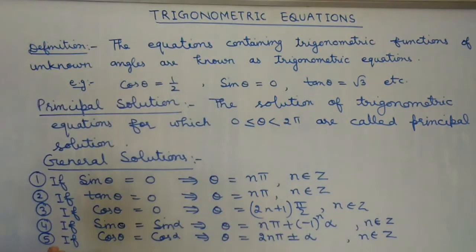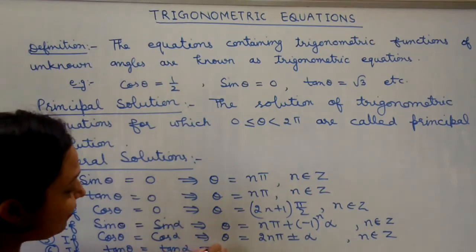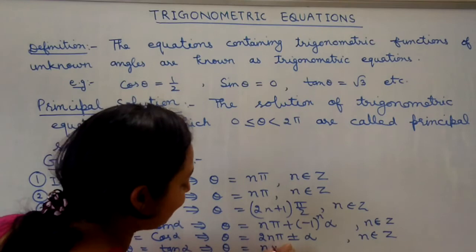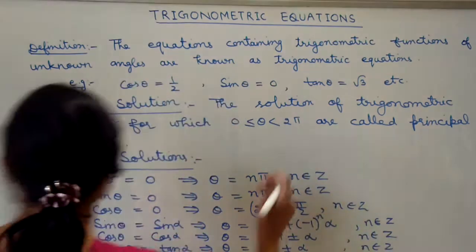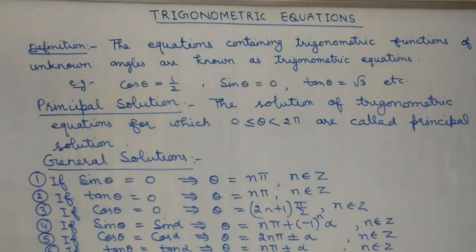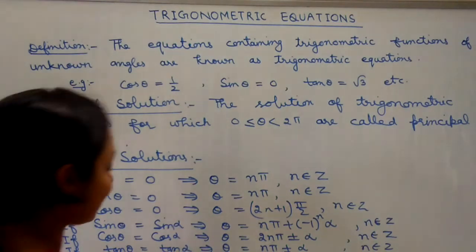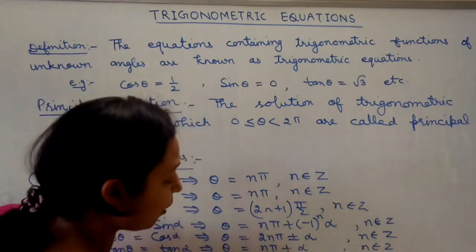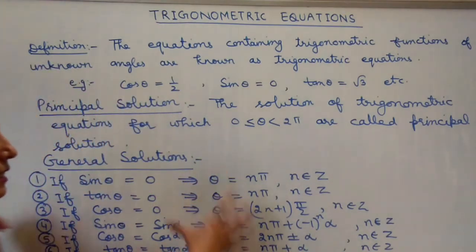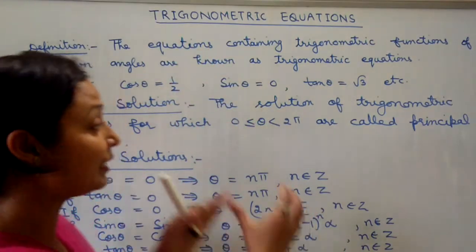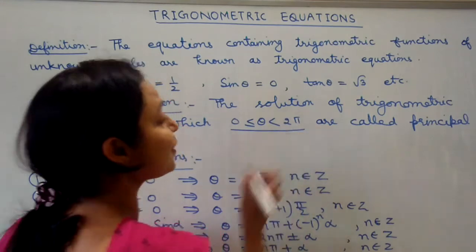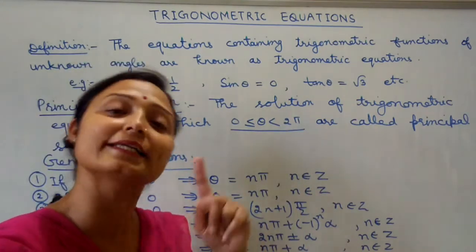Now come to the last formula, the 6th formula. If tan theta equals tan alpha, then theta equals n pi plus alpha, where n belongs to integers. These are the 6 formulas, in which there is plus minus only along with the second term, not with the third. So these are the 6 formulas for the general solution, and this is the principal solution. I will repeat again. Principal solution always lies between 0 to 2 pi. It will never be equal to 2 pi. It is less than 2 pi.